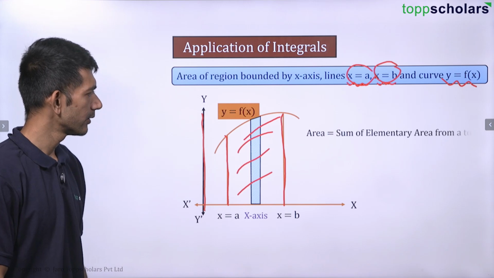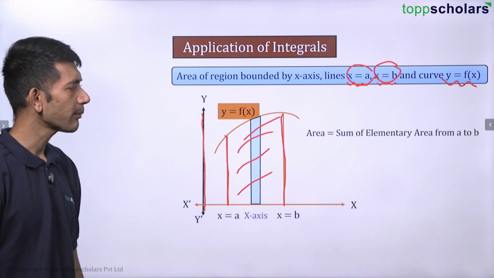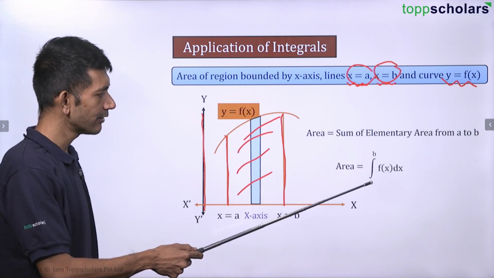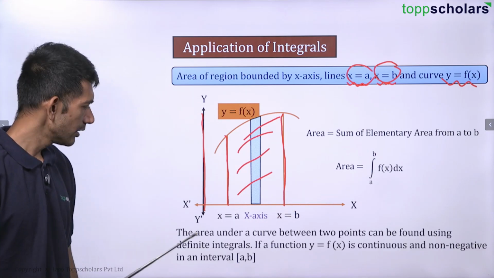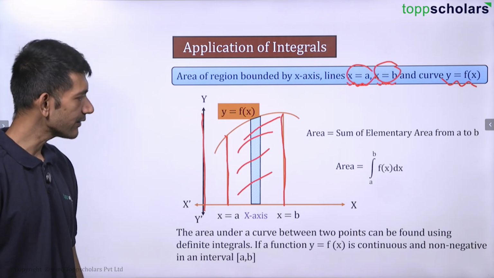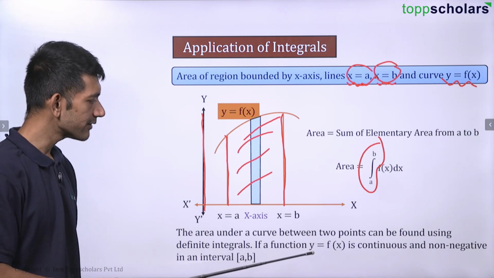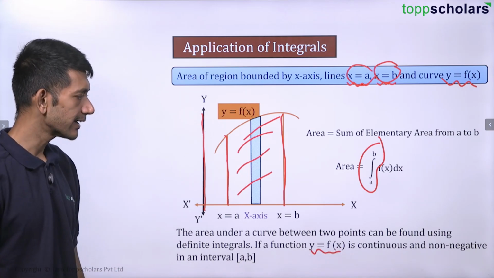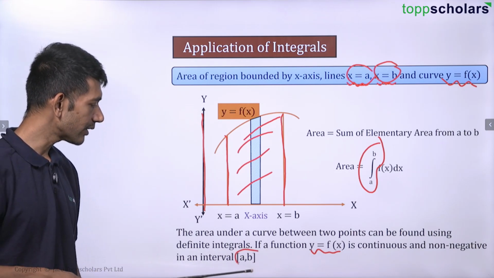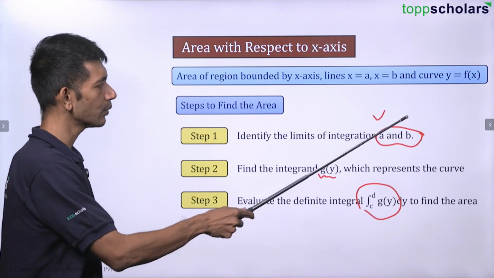Okay. So as I said, the area we know is the sum of the elementary areas from a to b. So the area is given by the integration from a to b of f(x) dx. So the area under a curve between two points can be found using definite integrals, right? We are using definite integrals here. We have the upper limit, we have the lower limit. And this holds if the function y is equal to f(x) is continuous, and non-negative in the interval from a to b.